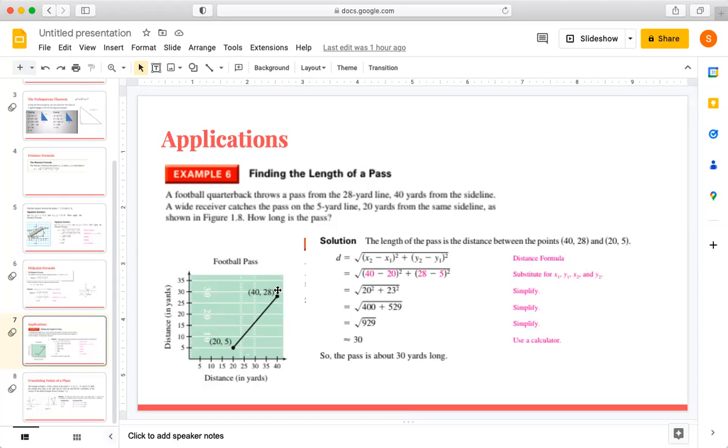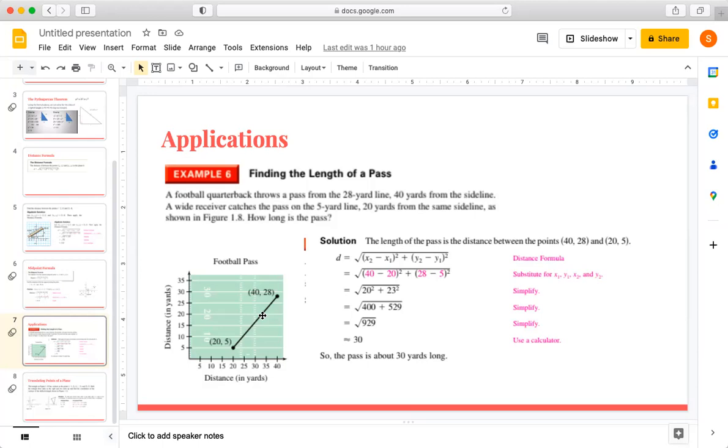And then the wide receiver catches it on the 5-yard line, again the y point, and 20 yards from the same sideline. So the x is 20. So now you just have to plug in the points. You have to understand what the actual points are first. It's 40, 28 because that's where the quarterback is, and 20, 5, and that's where the wide receiver is.